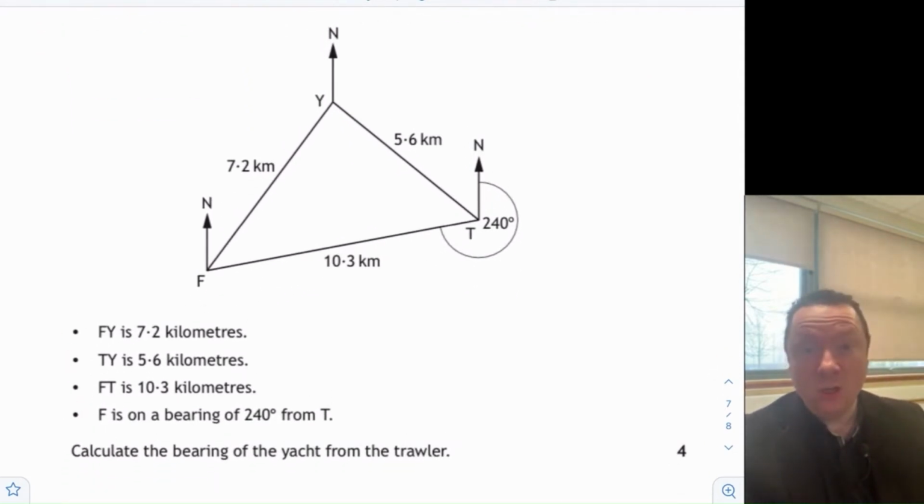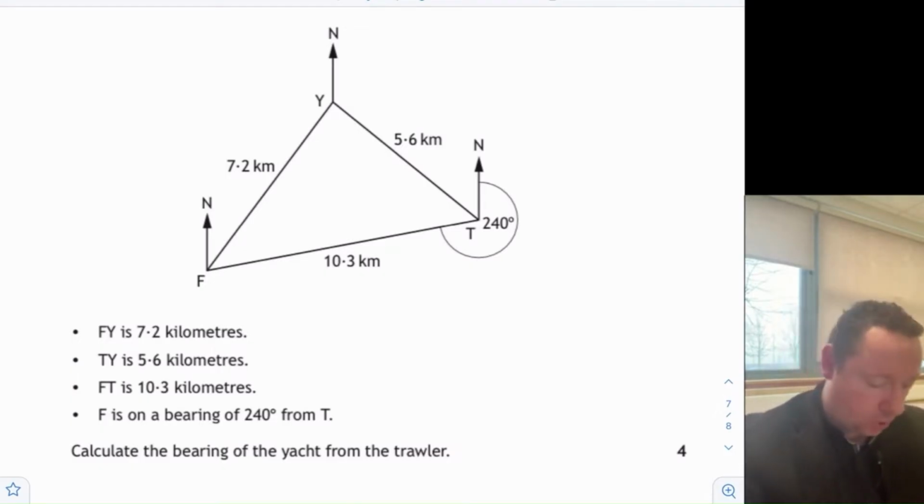Just check that it's actually already in the diagram. It says FY is 7.2 kilometres, it is. TY is 5.6, it is. FT is 10.3, it is. And it says that F is on a bearing of 240 degrees from T. 240 degrees from T to F. Good. It says calculate the bearing of the yacht from the trawler.